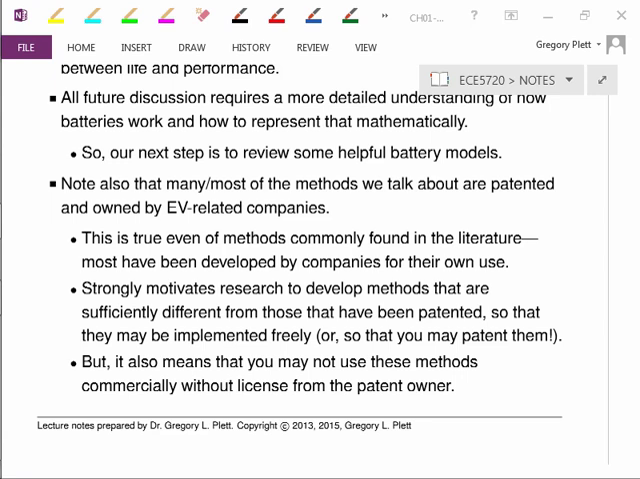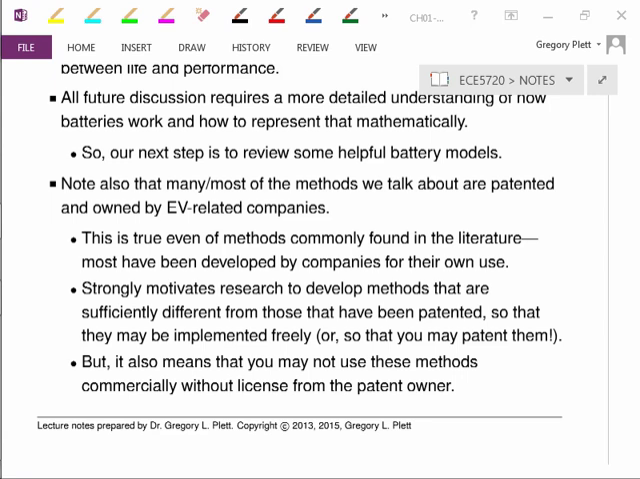So you could say, well, Platt, why did you choose those algorithms? Why didn't you choose something else that's in the public domain in the literature? Well, frankly, almost everything in the literature is also patented and owned by EV-related companies. They just patent it first and then they publish it. So the companies have developed these things for their own use, and they use them and they publish them for the broader community to see.